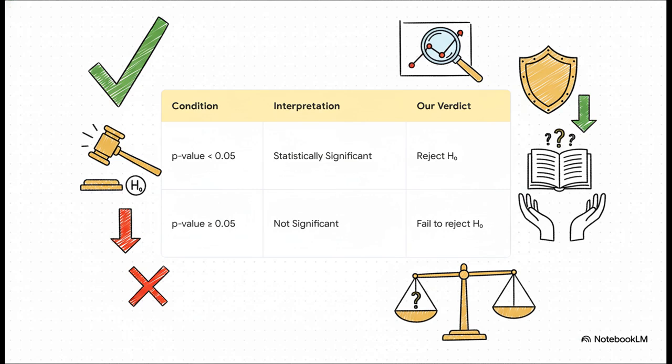If the p-value from our test is less than that 0.05 line in the sand, we say the result is statistically significant. The evidence is strong enough and we can reject the null hypothesis. But if the p-value is bigger than 0.05, we just don't have enough evidence, so we fail to reject the null. And notice that language. We don't accept it, we just say we couldn't prove it wrong this time.